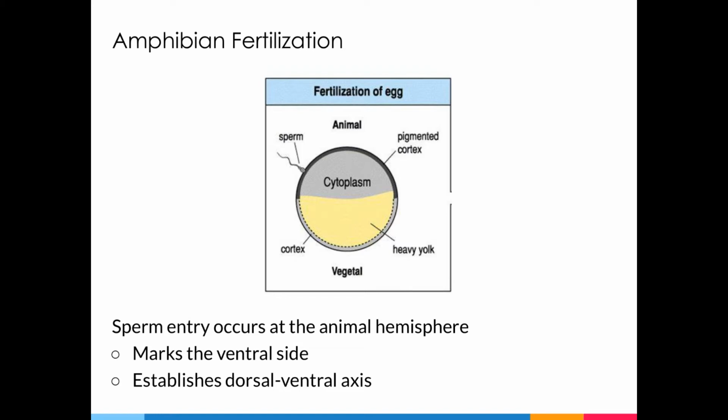In amphibians, the sperm can enter the egg anywhere in the animal hemisphere, and the point of sperm entry is important because it determines the dorsal ventral axis of the body. The side where the sperm enters becomes the belly or the ventral side of the embryo, and the side opposite of sperm entry becomes the back or dorsal side of the embryo.